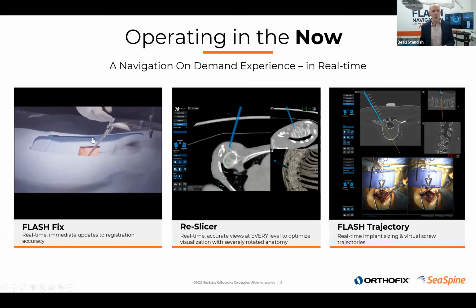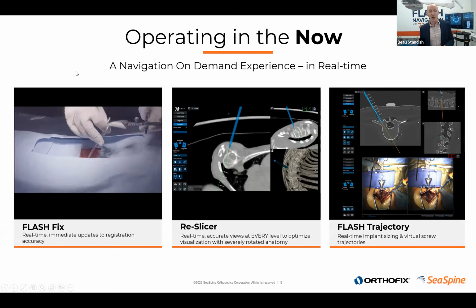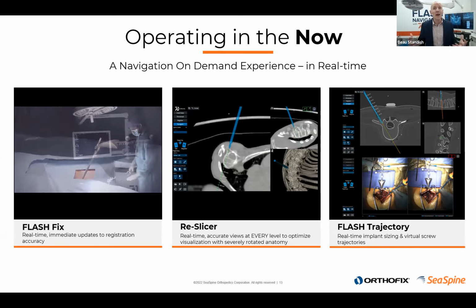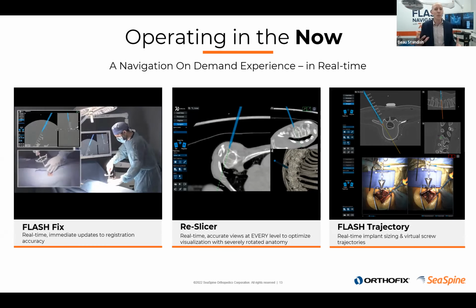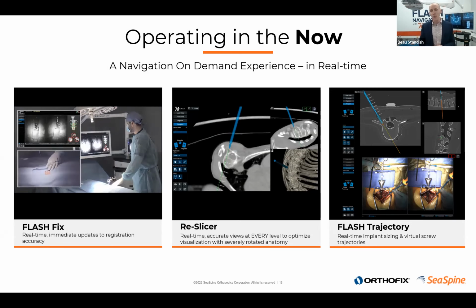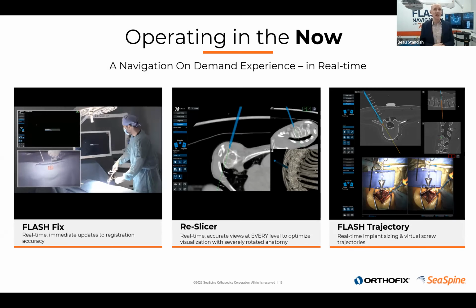The left-hand side, the Flash Fix. What happens if something moves on the reference frame? Well, we knew that firsthand. That's the most emotional component of any navigated procedure, because you have to make the decision: do I bring the O-arm back in? Do I redo the point match registration, exposing more radiation? Well, with ours, using the visible light, we can regain that tracking accuracy in under 10 seconds, because we're constantly digitizing the patient's anatomy in 3D.